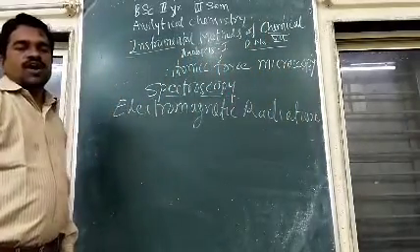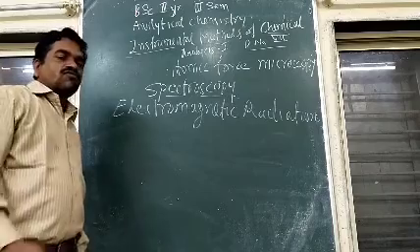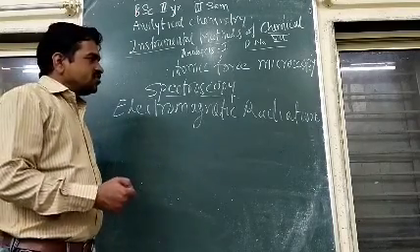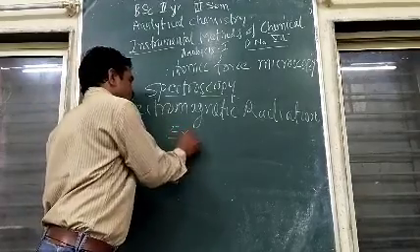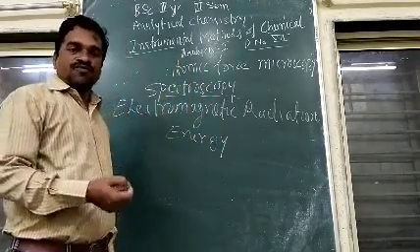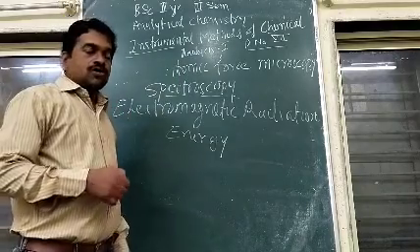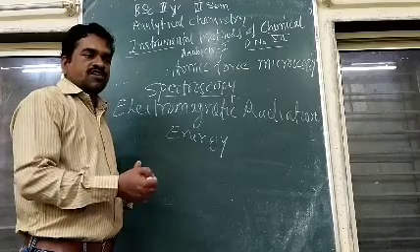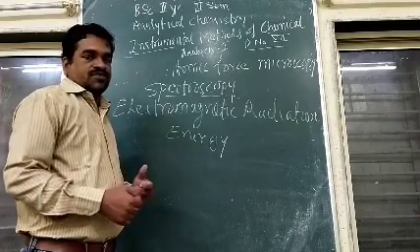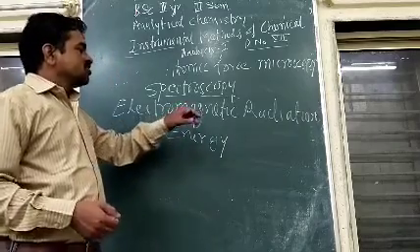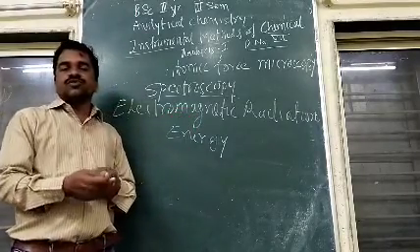So, electromagnetic radiation is a form of energy. It is an energy that travels in space in the form of waves. So, electromagnetic radiation is an energy which is traveling through space in the form of waves. We may say electromagnetic radiations are nothing but energy waves.